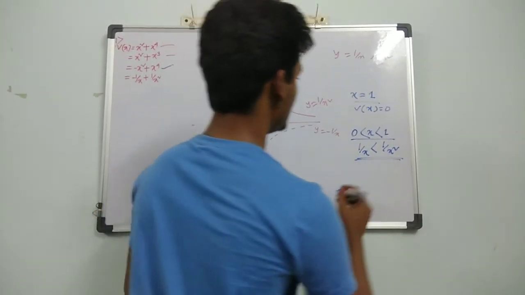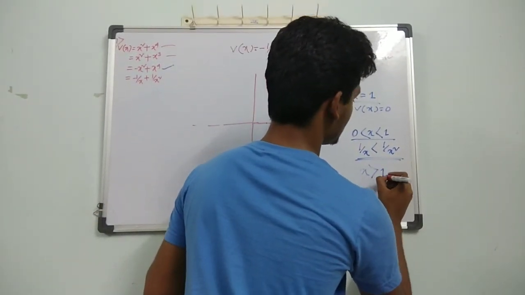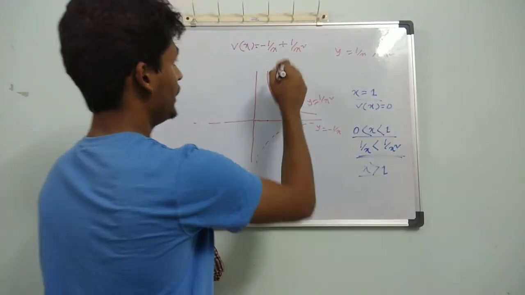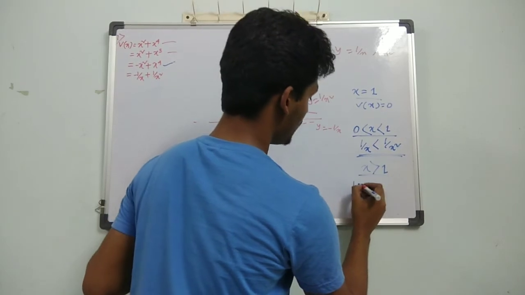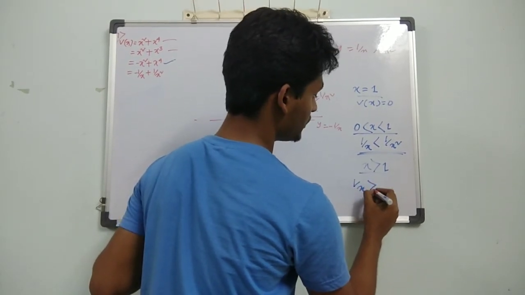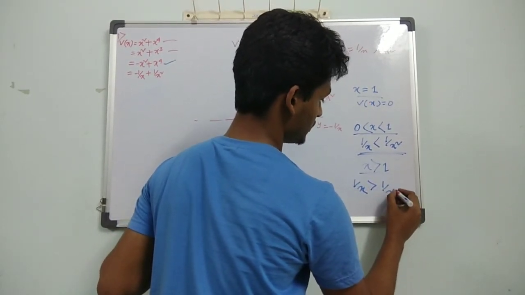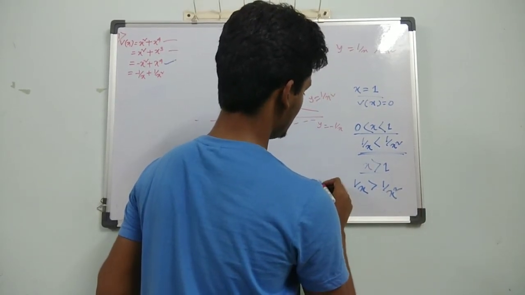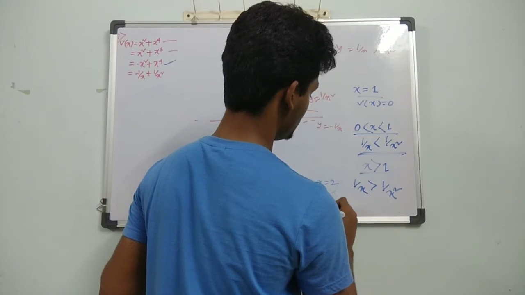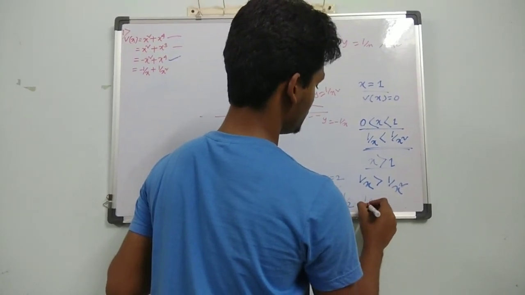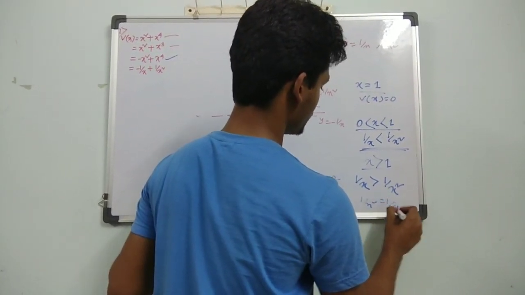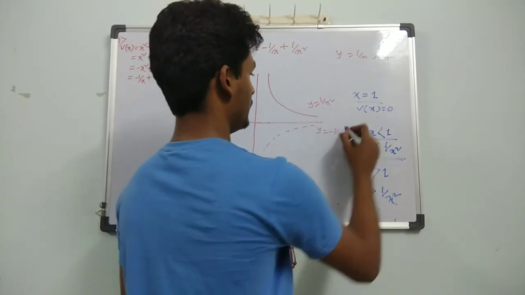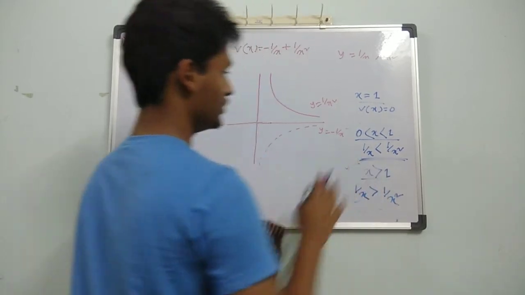So in this region the relation will be like this, and after x is greater than 1, then your 1 by x will be greater than 1 by x square. Just take x equals 2, then 1 by x will be half, and 1 by x square will be 4. So this relation is like that. So in this region this, and in this region this.